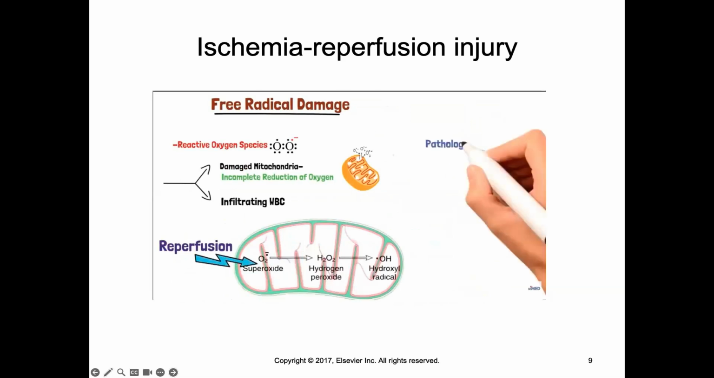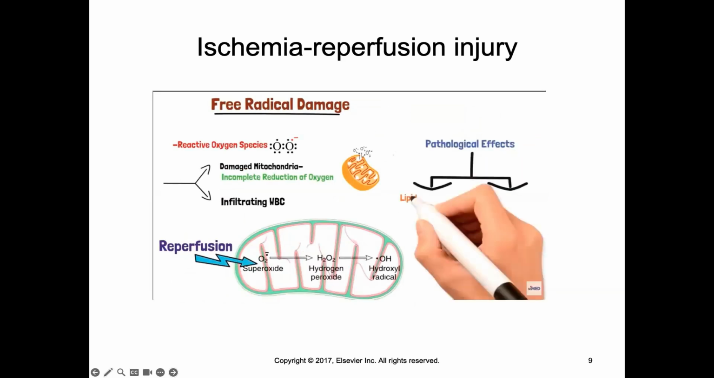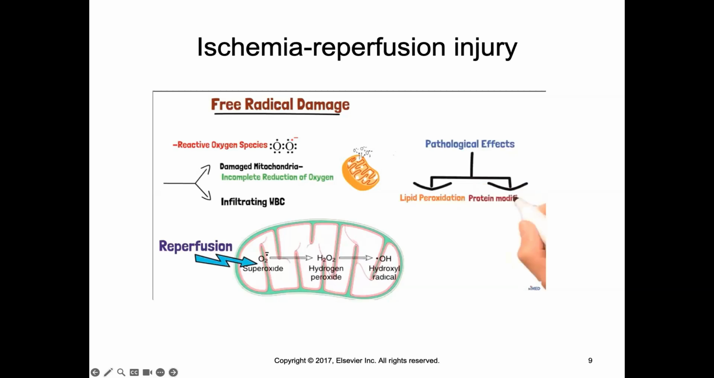radicals. These free radicals are responsible for the pathological effects of lipid peroxidation and protein modification at the molecular level, resulting in membrane damage, protein breakdown, and DNA mutations.